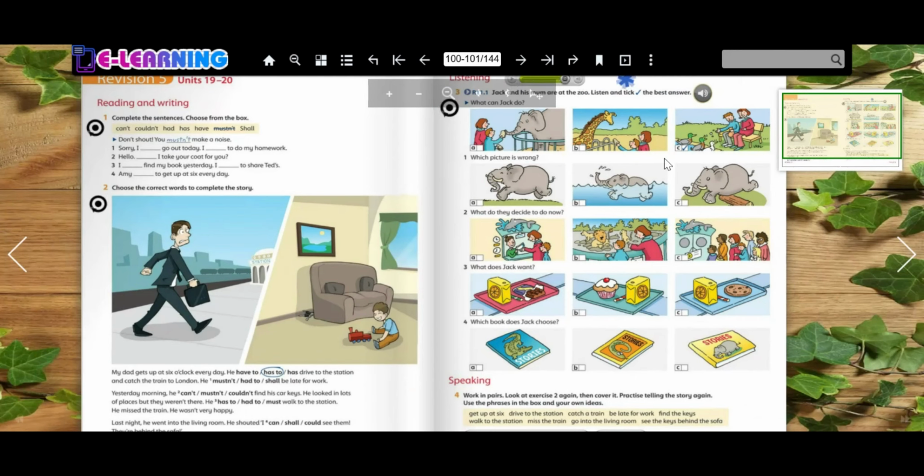All right, so what's number 1? Which picture is wrong? C. Number 2, what do they decide to do now? B. Number 3, what does Jack want? A. Number 4, which book does Jack choose? B. Right? Did you correct all of them? Okay.